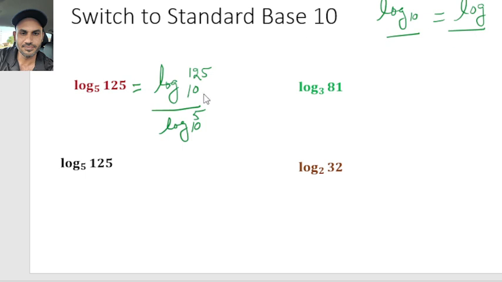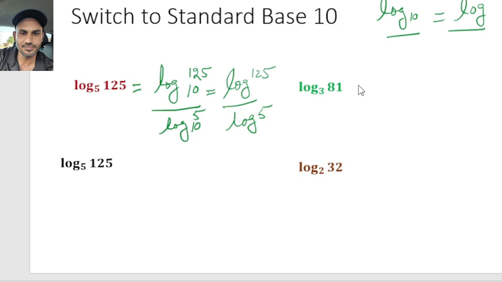So you can go ahead and make this log of 125 divided by log of 5. And then you can put that in the calculator and that should get you your answer. But I'm only simplifying this, so I'm not going to solve it. You can go ahead and calculate it in your calculator.